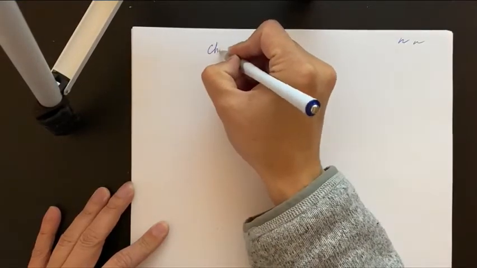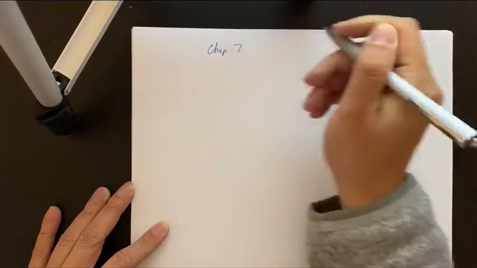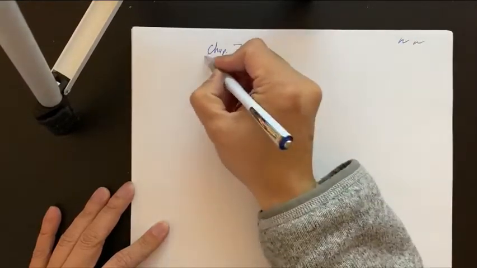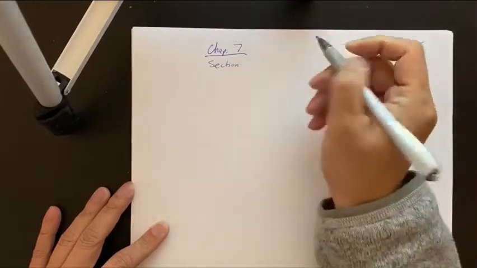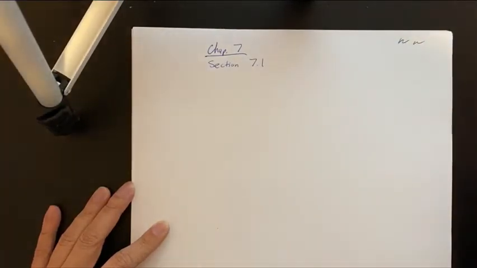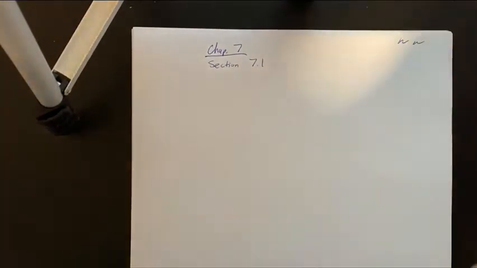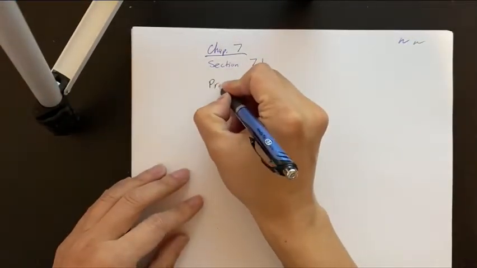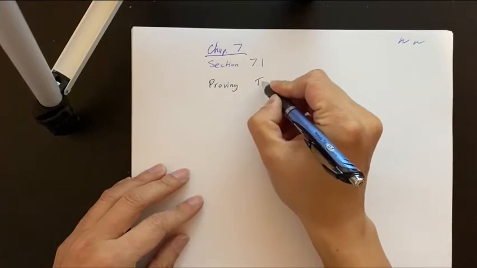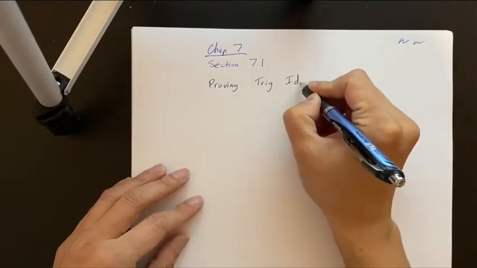So this video is going to be on the notes from section 7.1 as well as the homework examples from section 7.1. So I'm going to follow the notes first. So this is chapter 7 and section 1, 7.1. All right, and this is really on proving trig identities.